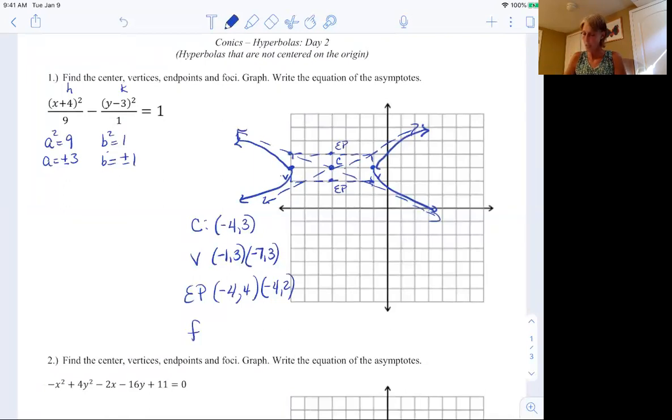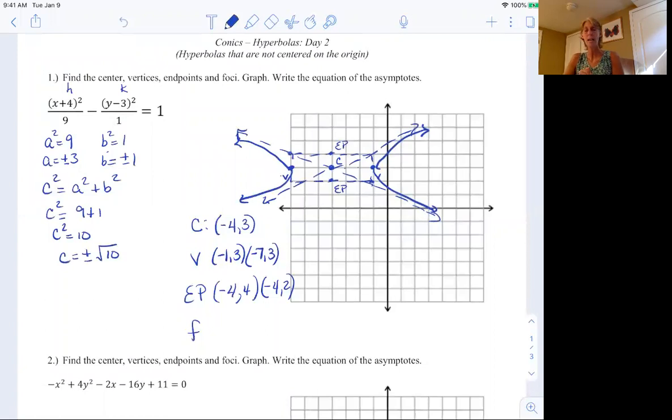Lastly, we're going to plot our foci. Again, if we recall from yesterday, there's our formula. c squared equals 9 plus 1. So c squared is 10. C is plus or minus radical 10.